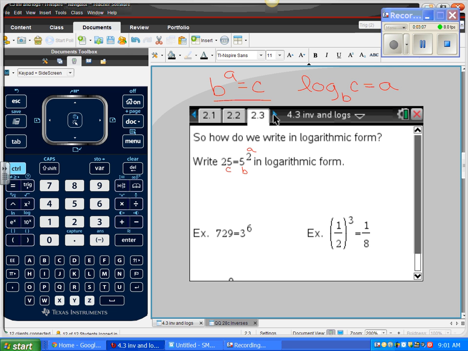We should be able to very easily put this into log form. So log base 5 of 25 equals 2. Another way to think about this, if I were to ignore that log, pretend like it's not there, notice what's happened to these two values from here. They kind of switch spots. If you're ignoring this log, 5 to the 25 equals 2. We switch those two values. Do you see?